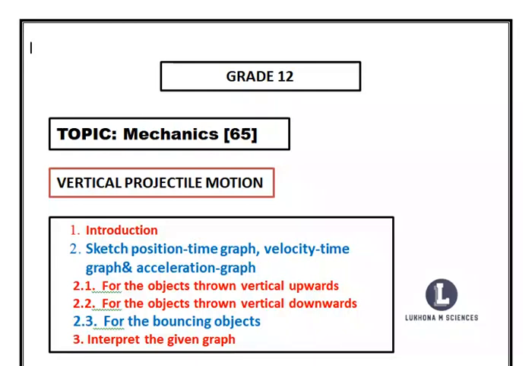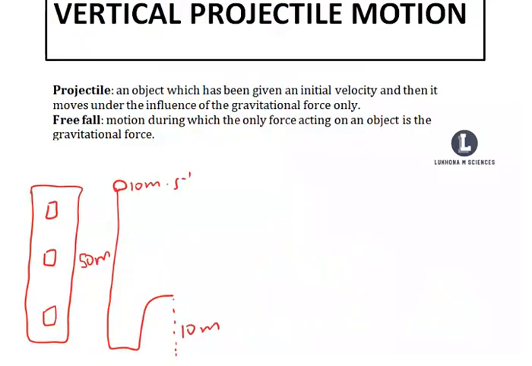Hello learners. We are on video number 4 of vertical projectile motion. We are sketching the position-time graph, velocity-time graph, and acceleration-time graph for the bouncing objects. Remember we have two definitions that we need to take care of.